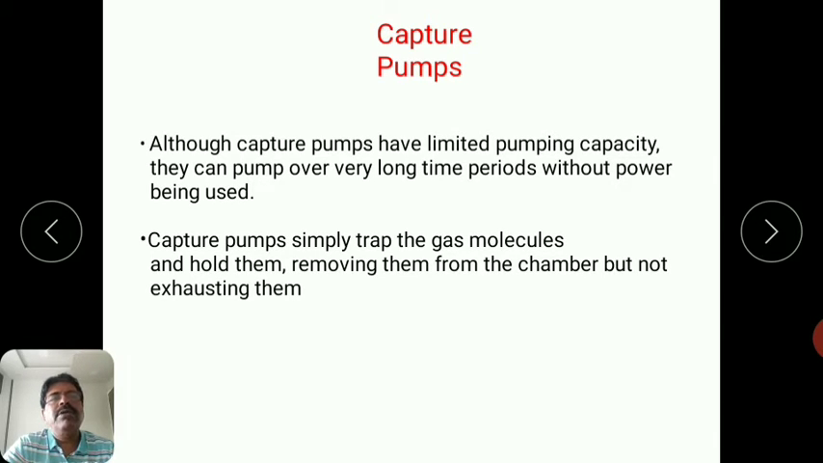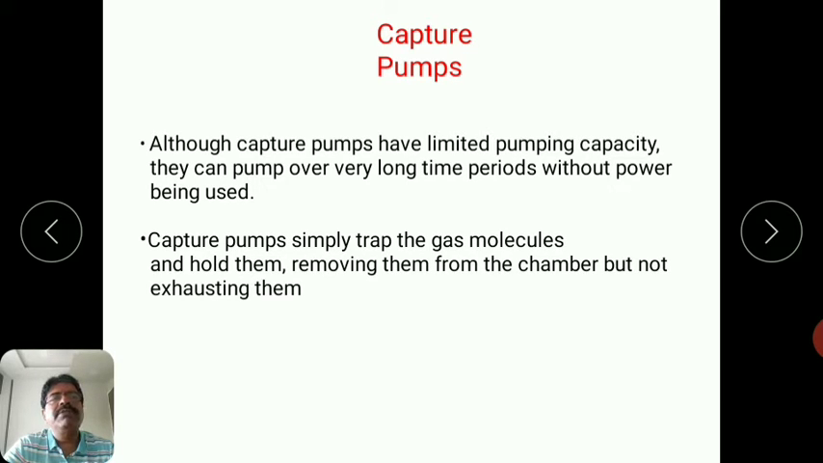Then another important feature is how capture pumps are different from the earlier pumps that we have studied. The earlier types of pumps work on the principle that the gas molecules present in the furnace, or what we call the vacuum chamber, are removed and literally exhausted through the exhaust valve into the atmosphere. So that is the other types of pumps.